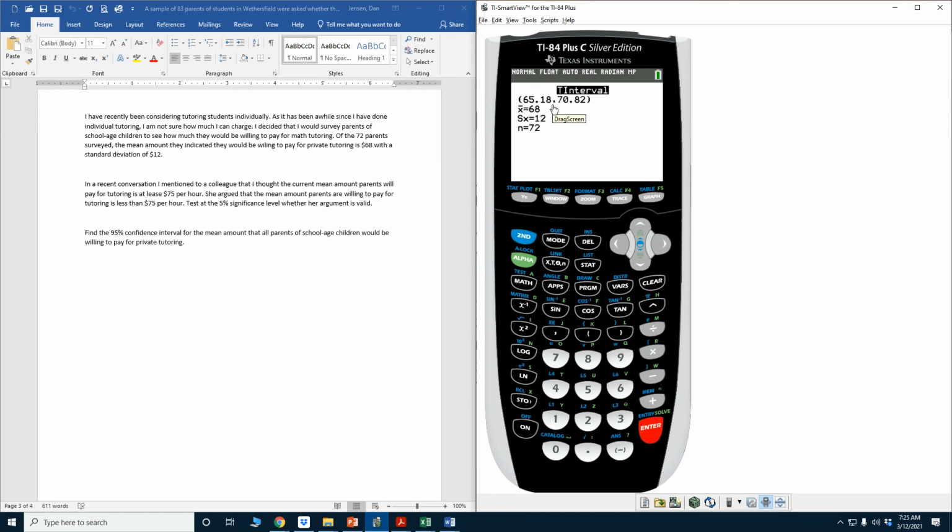So based on this data, I would conclude that the mean amount that people are willing to pay for private tutoring is somewhere between, I'm going to call it $65 and $71 an hour. Okay, so there's a quick look at hypothesis test along with the confidence interval using the TI graphing calculator.